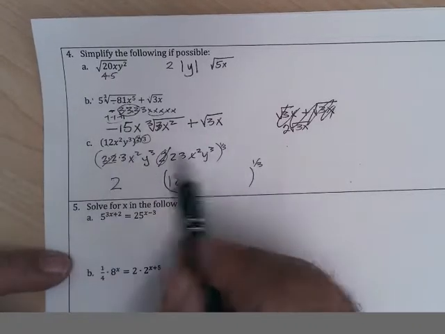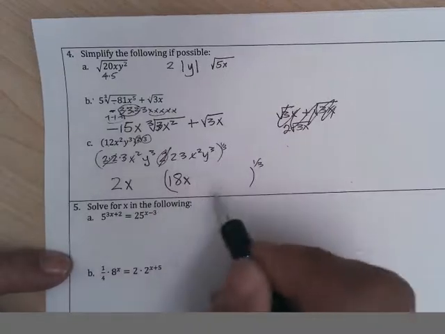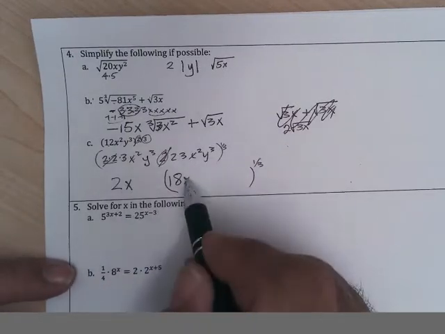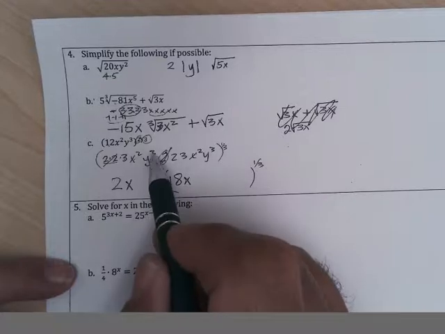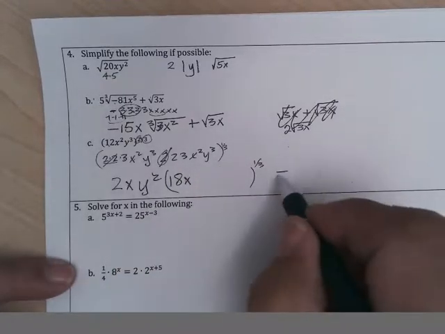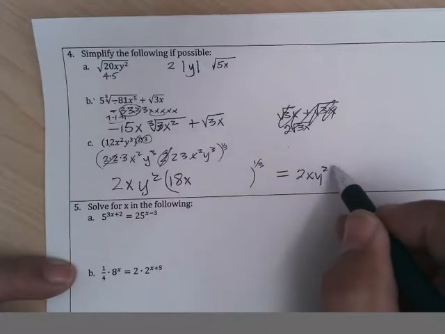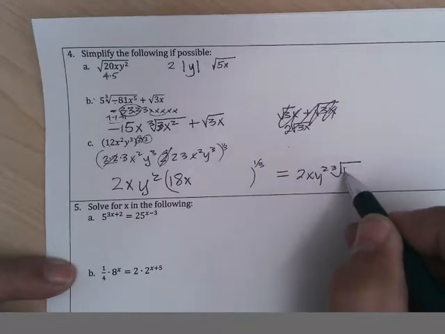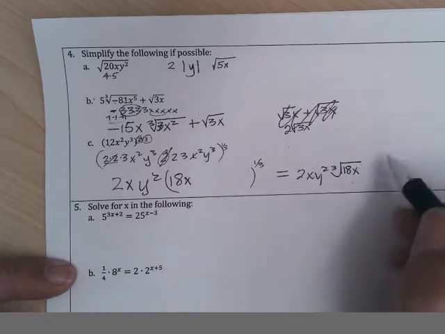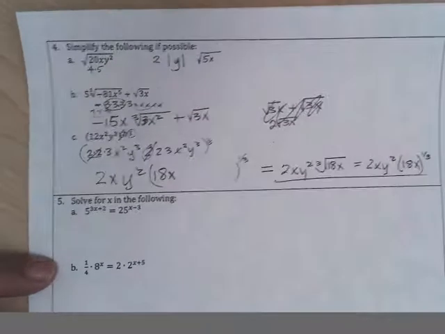I got 2 x's here and 2 x's there. I'm taking group of 3, so that's an x out, and 1 more in, so that's 3, number 4. And cube root of y to the third is a y, and another y, so y squared on the outside. So that would look like 2xy squared cube root of 18x, or 2xy squared times 18x to the 1/3. Either of those answers are just fine.